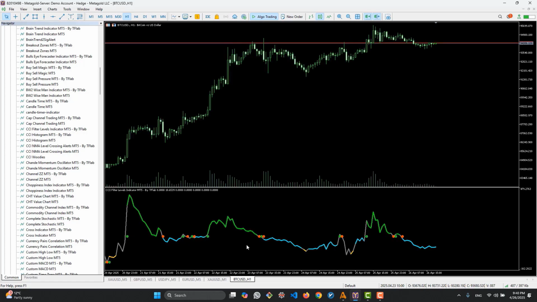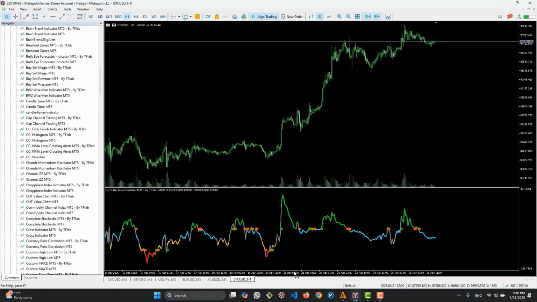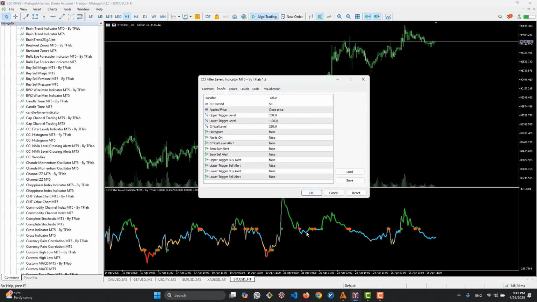Additionally, buy and sell signals are shown here with green and red circles, which appear in the trigger level zones that we specify in the input. There is another display mode as well, which is in the form of a histogram, and we can set that in the input. Let's go over the settings of this indicator together.